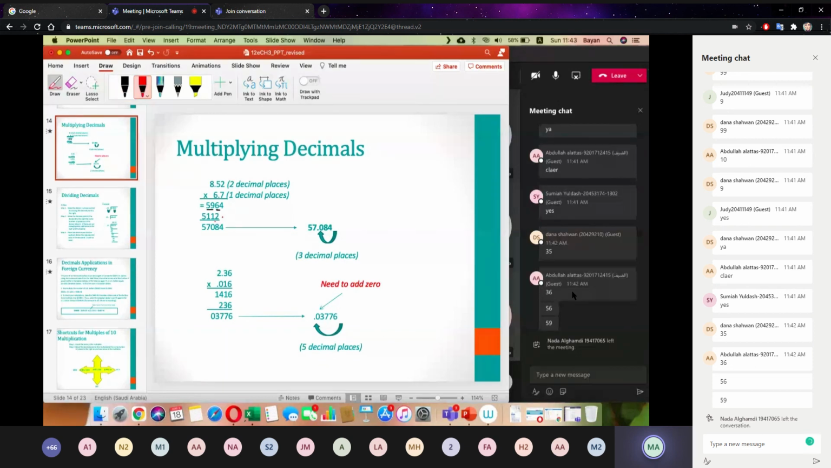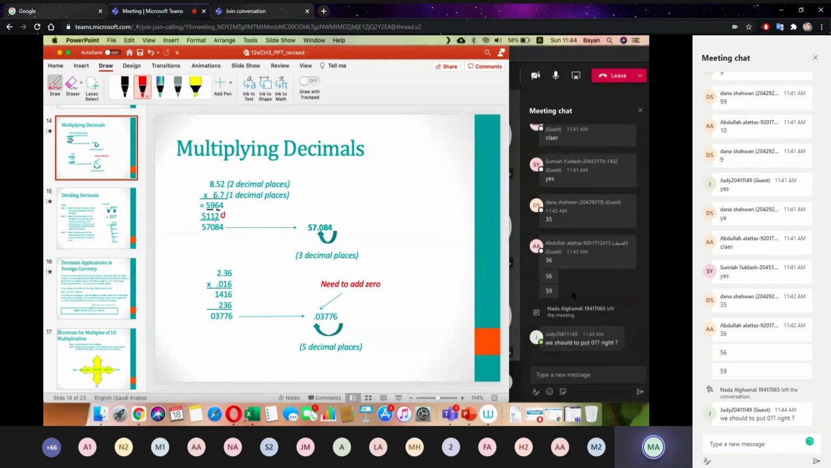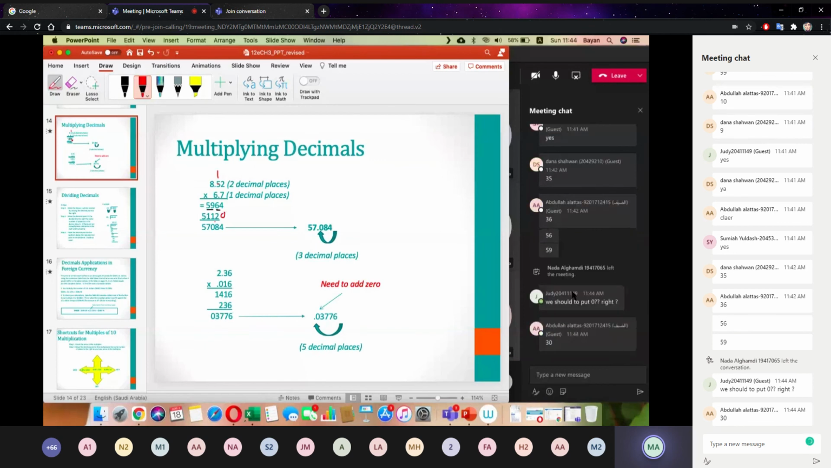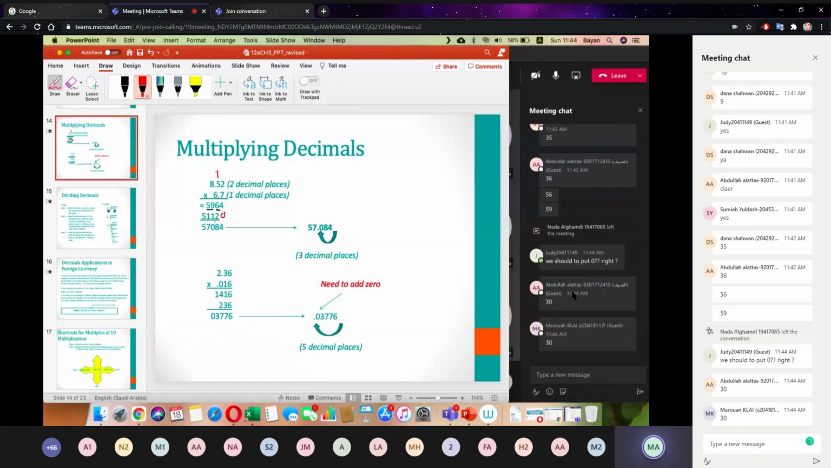Here we have, after multiply by 7, we add 0, and now we multiply by 6. 6 times 2 is 12. So we have 2 here and 1 here. 6 times 5 is 30. So we have 1 here.